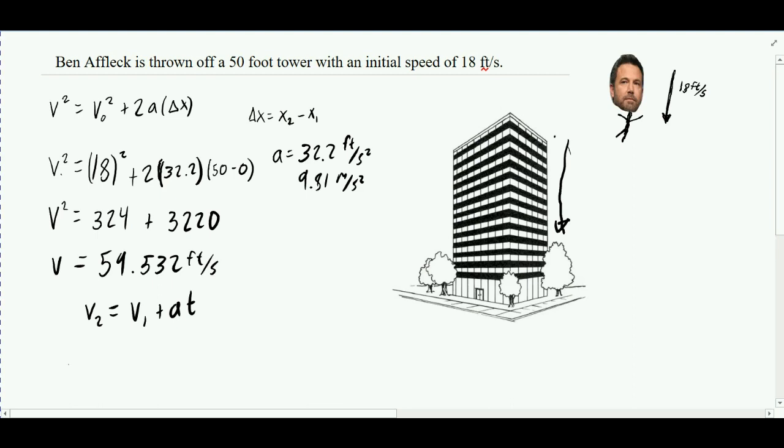So we're going to say your current velocity, 59.532, equals 18, that was your initial velocity, plus 32.2 times t. All right. Boom, boom, bam. All in all, it took Ben Affleck 1.29 seconds to reach the ground from a 50-foot drop. Okay, well, let's do another one.